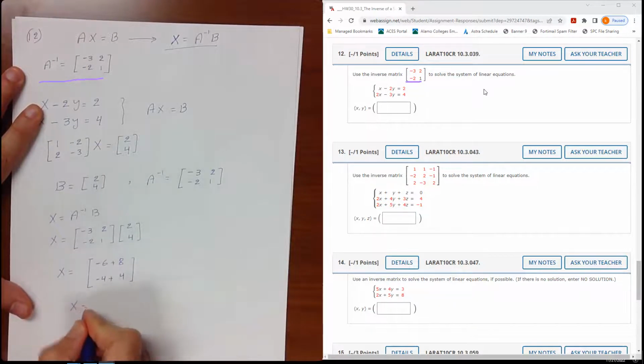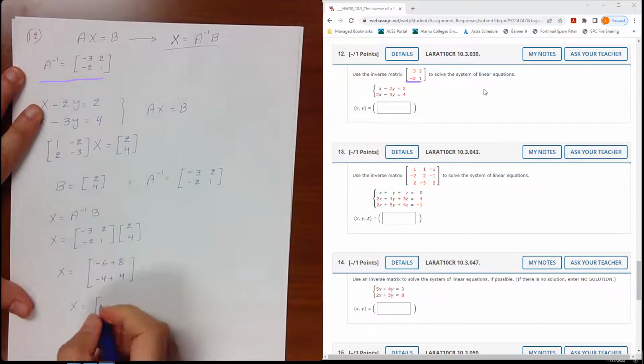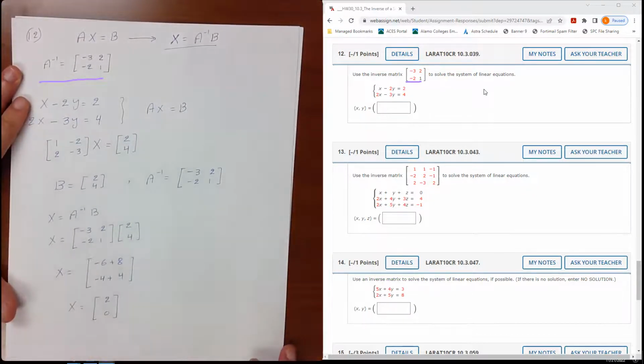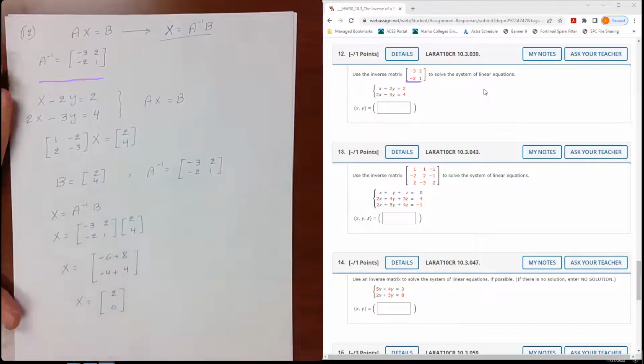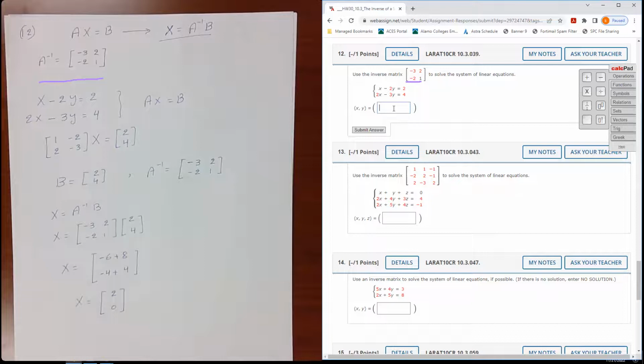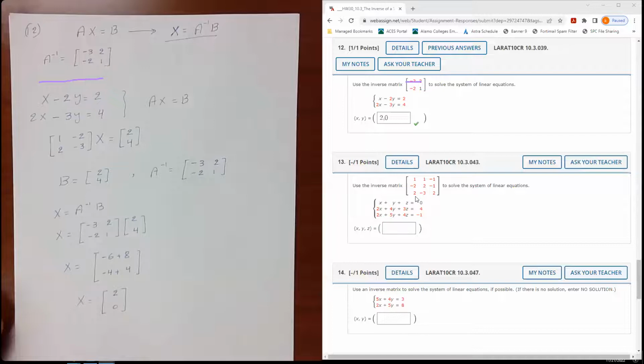So x is going to be, so two numbers, -6 plus 8 is going to be 2, and -4 plus 4 is going to be 0. That means the solution for this system is going to be (2, 0). So we're going to type here 2, 0. That's it for this example. You're going to do the same thing with example 13.